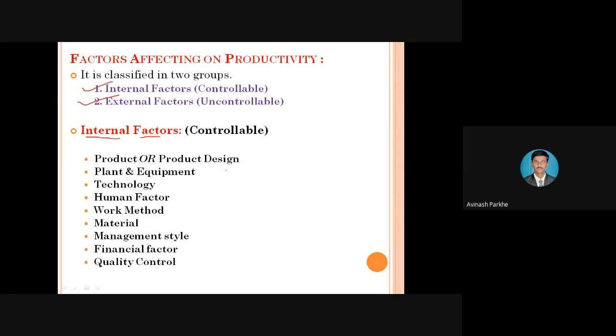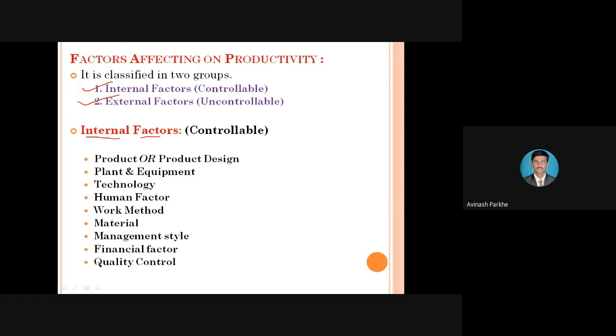Because if you have to manufacture the product, initially we have to prepare its design, and afterwards if we have to modify the product, it is not possible to do the modification directly in the product. So first of all, we have to modify its design. Then according to the new design, we have to manufacture the new product. Therefore, your product and its design play a very important role in increasing productivity.